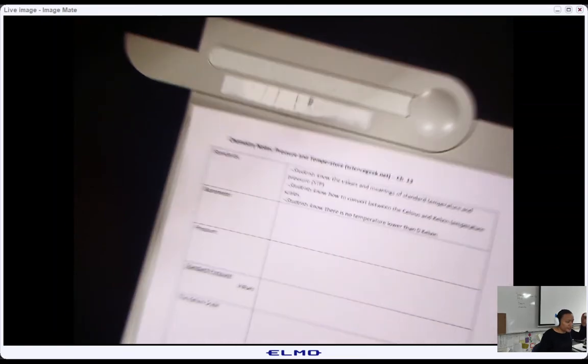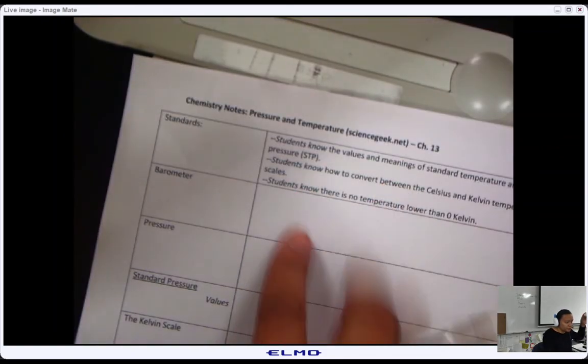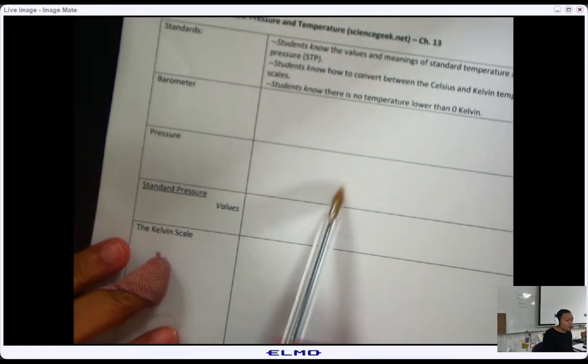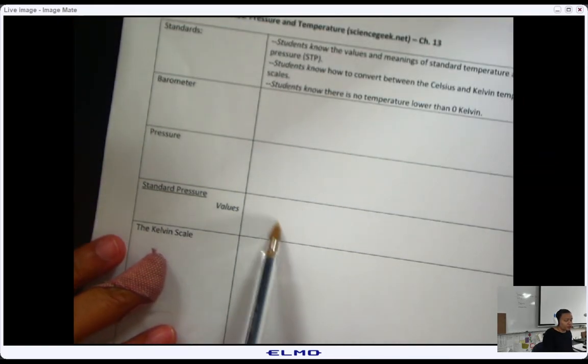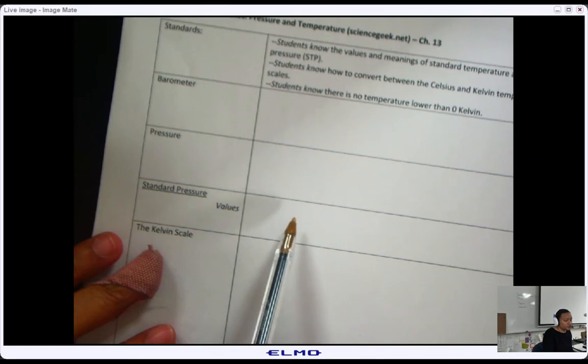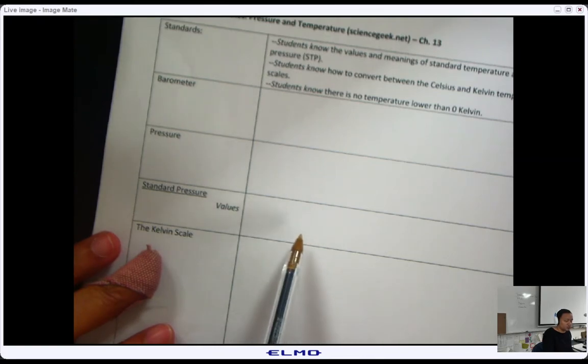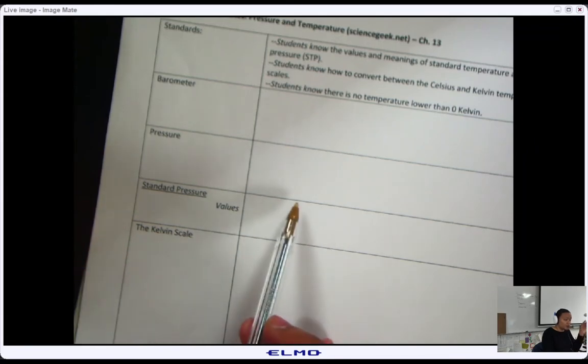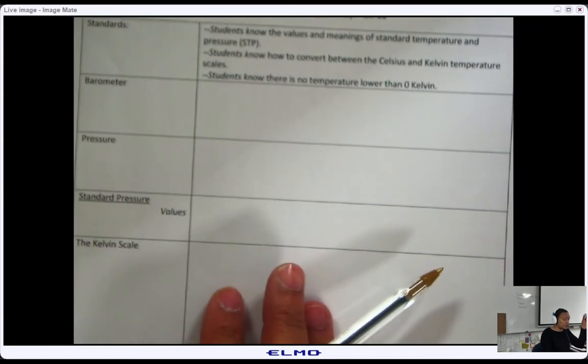Looking at your notes, we had covered the barometer. You had the definition of pressure. And then you had those measurements for standard pressure: the 1 atmosphere, 760 millimeters mercury, 760 torr, and the 101.3 kPa. Okay, so this is the part that we had finished in our notes last time.